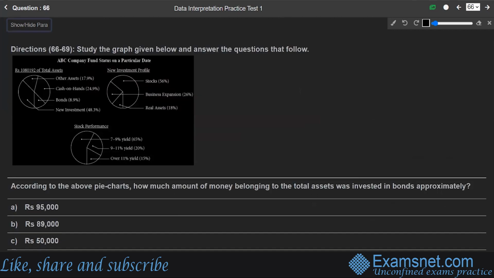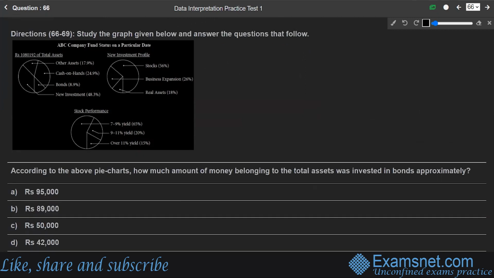Now we have got a different pie chart, and we are supposed to solve the question by seeing this particular pie chart. Let us see the pie chart first. ABC company fund status on a particular date. There is a fund given here, 10,80,192 rupees of total asset.